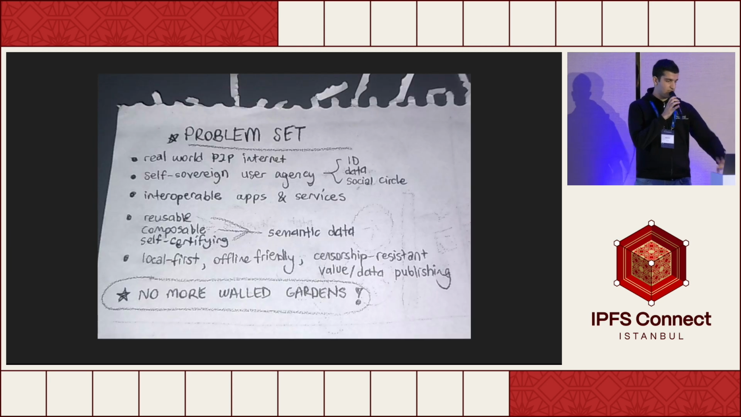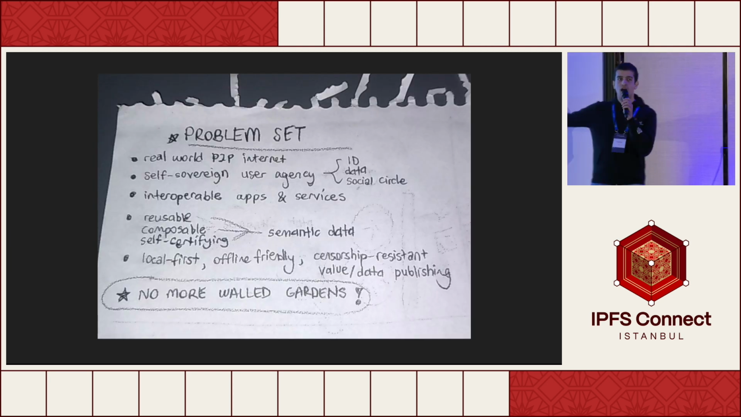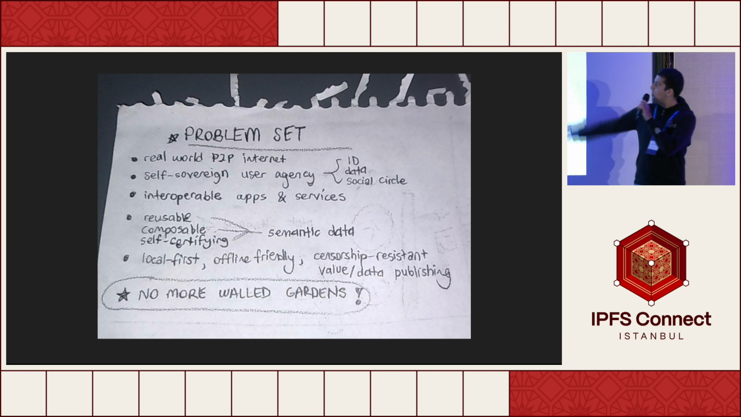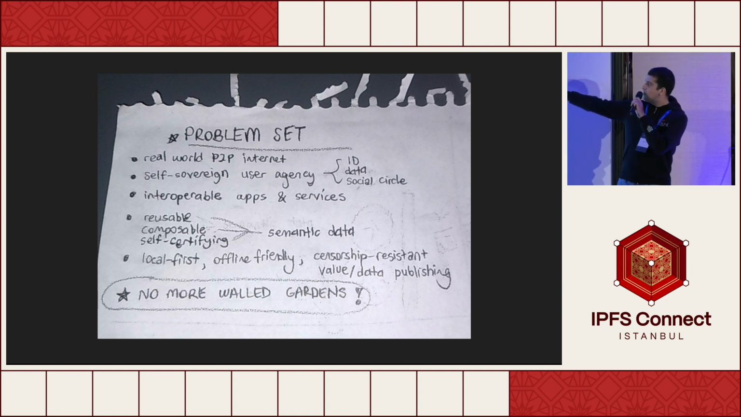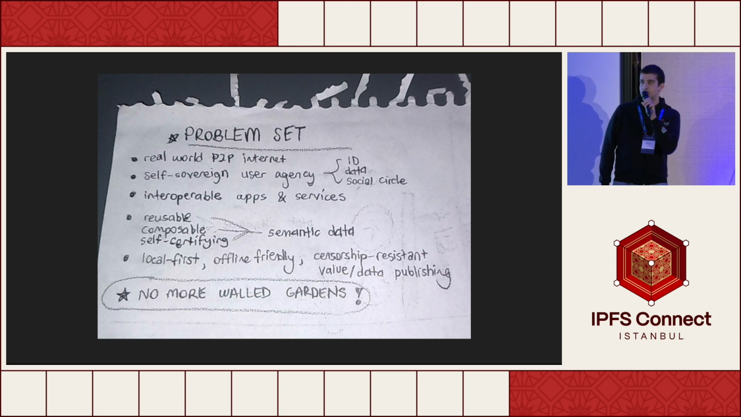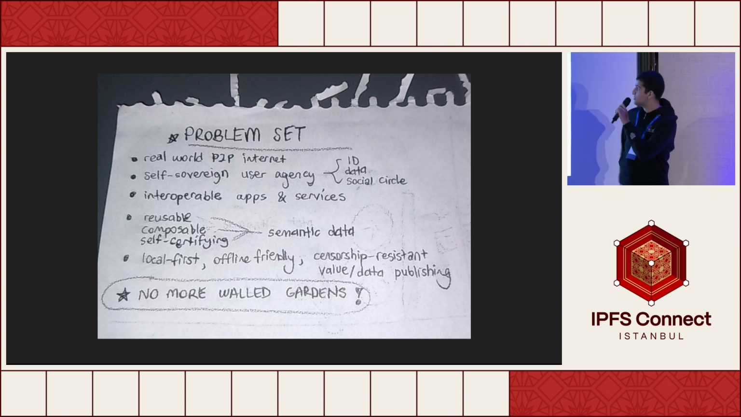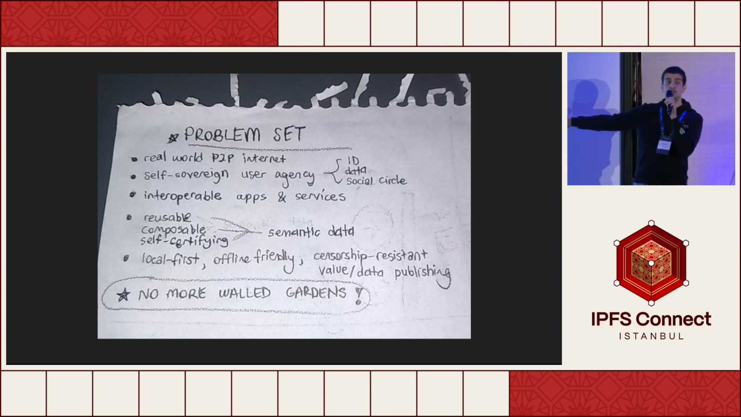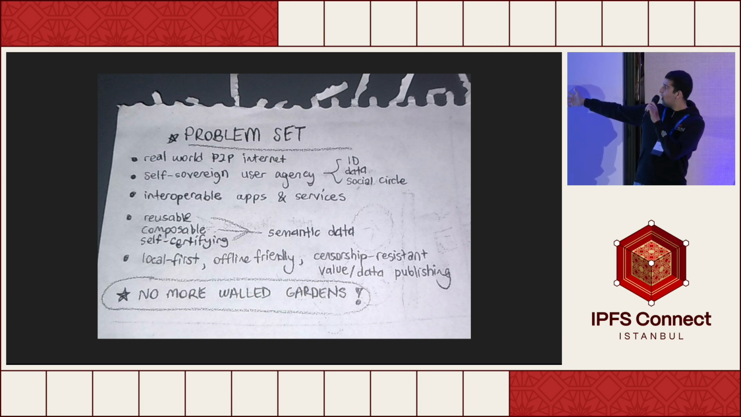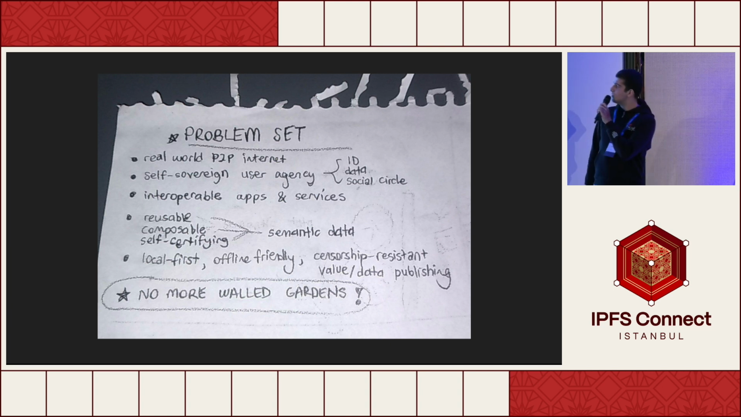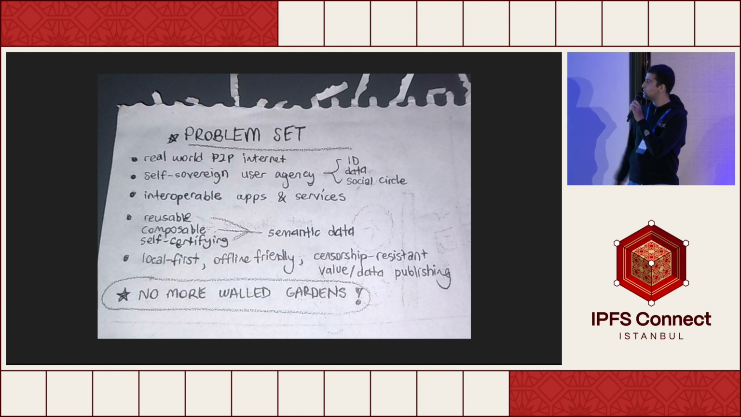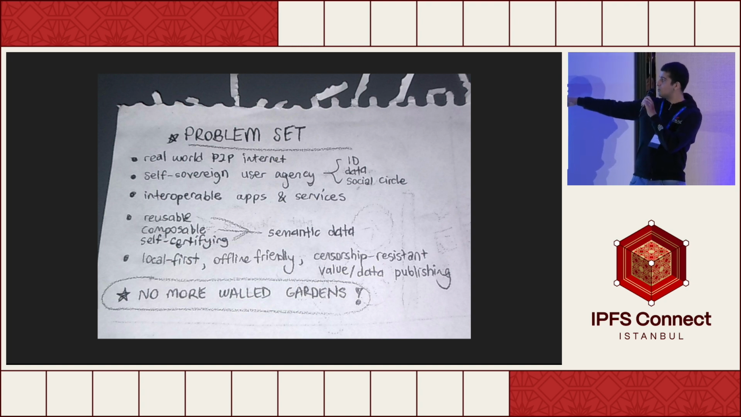So let me start with our problem set that I believe you are already familiar with. We want a real-world P2P internet of users, not developers. Also, we want a self-sovereign user agency, and by user agency, we mean identity, data, and social circle. These should be owned and controlled by users, not public, not centralized companies or services. We want interoperable apps and services.